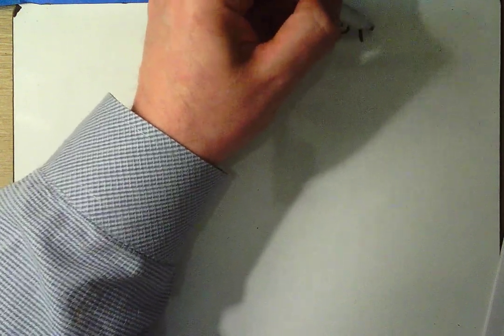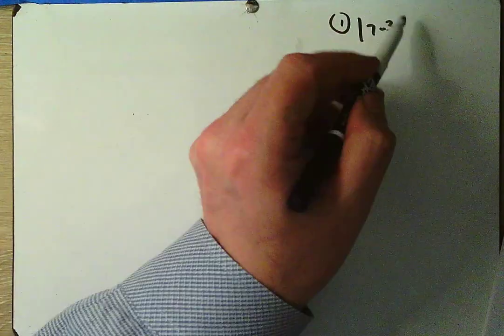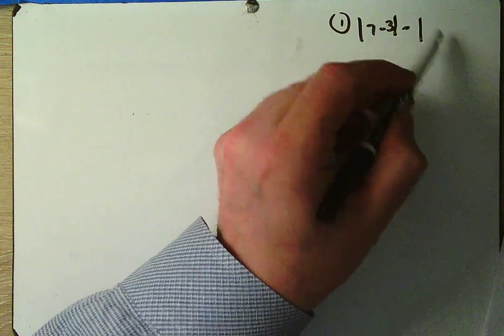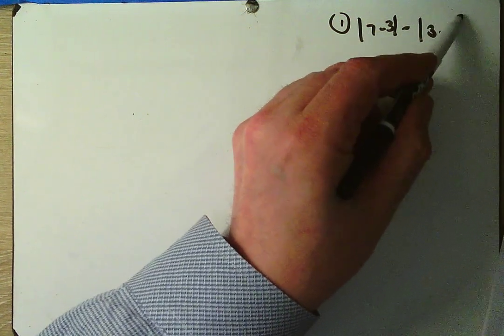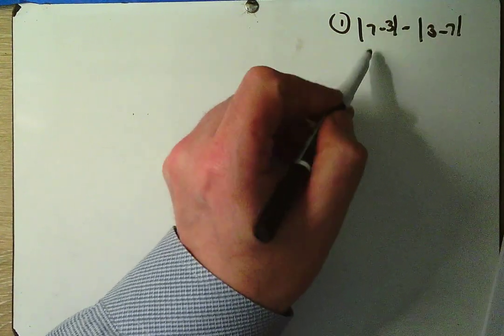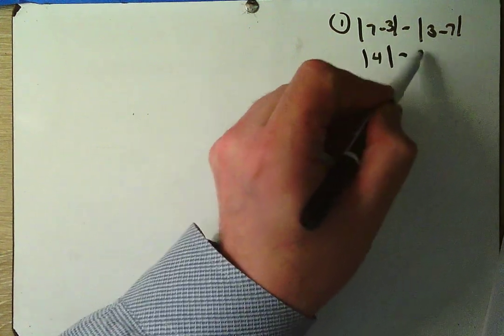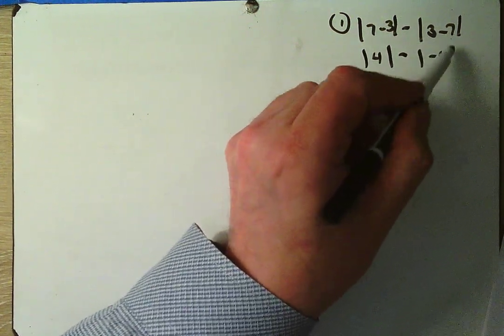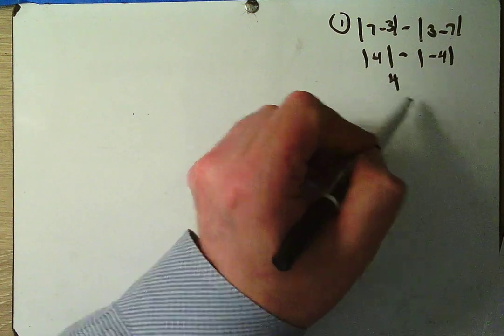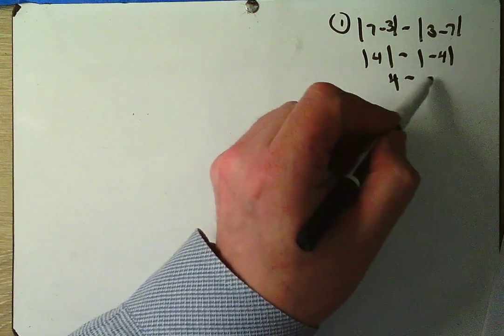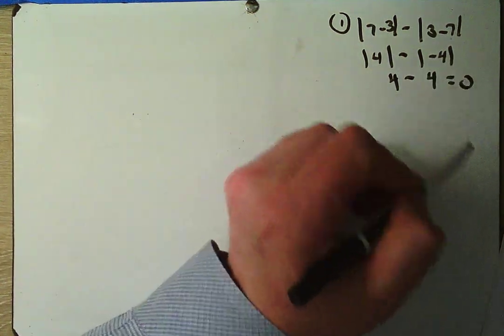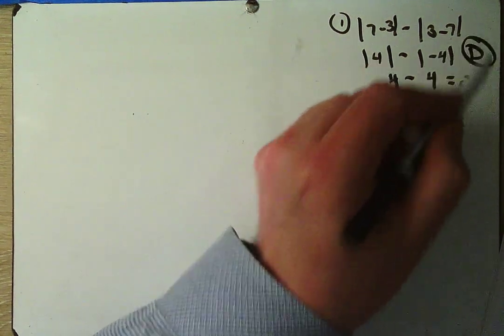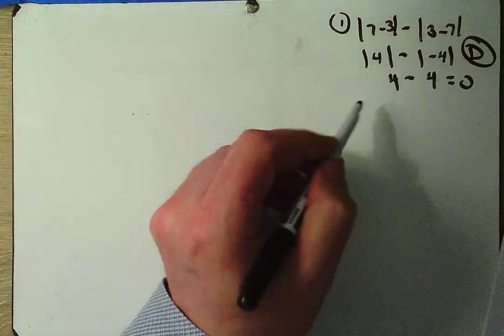It's the absolute value of 7 minus 3 minus the absolute value of 3 minus 7. Well, we know 7 minus 3 is 4. And we know 3 minus 7 is negative 4. The absolute value of 4 is 4. The absolute value of negative 4 is 4. And so I get 0, or choice D for number 1.